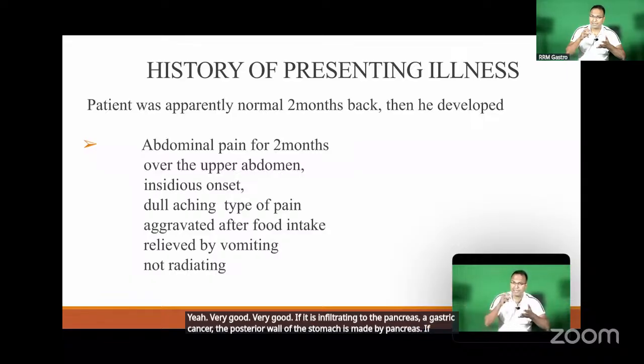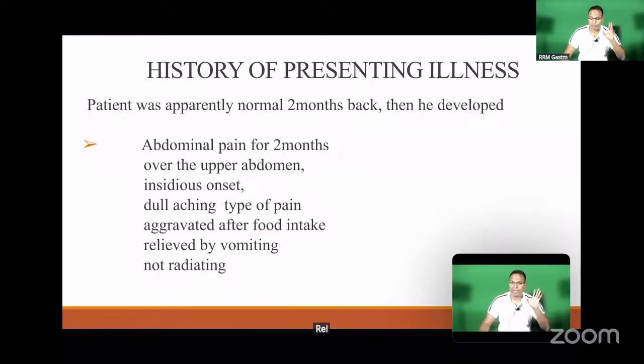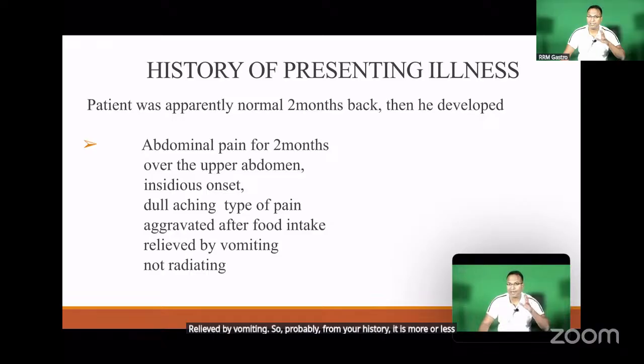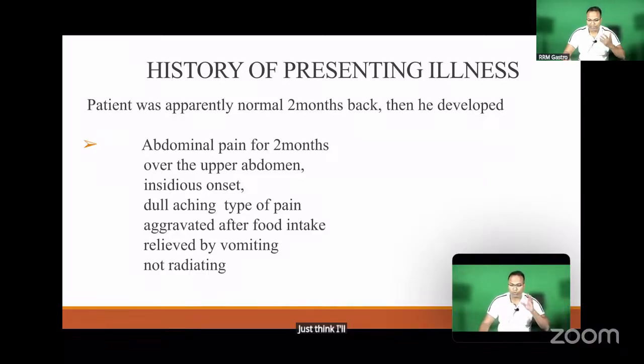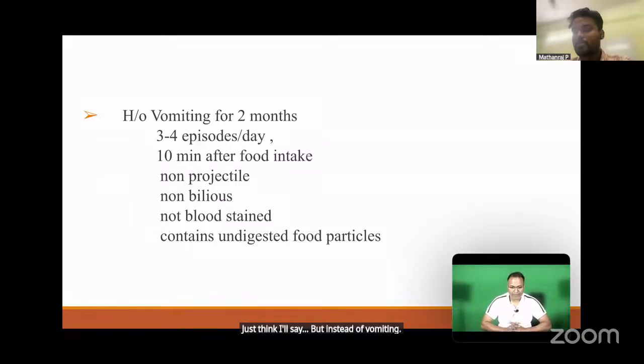If a cancer in the antrum can directly infiltrate into the pancreas, it can cause back pain; radiating pain to the back is characteristically seen. That is what you have mentioned, not radiating, relieved by vomiting. So probably from your history, it is more or less like a gastric ulcer causing GOO. So next slide. Instead of vomiting, present for past 2 months.